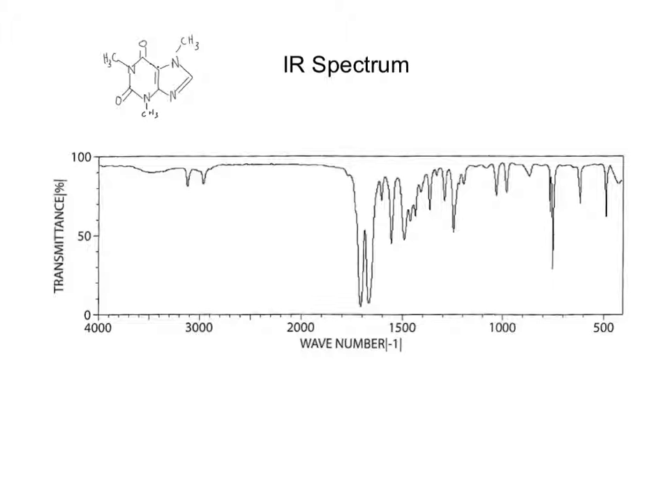Here we have an IR spectrum for caffeine. Here we have the structure, and the significant peaks that pop right out are the C double bond O, right here at around 1700. And over here we have peaks below 3,000 and above 3,000, which signifies sp3 and sp2 C-H stretches.